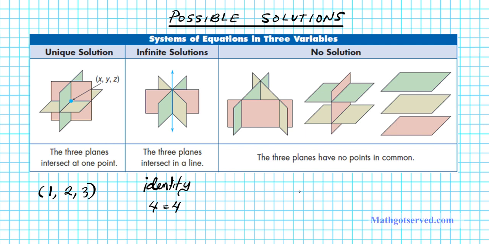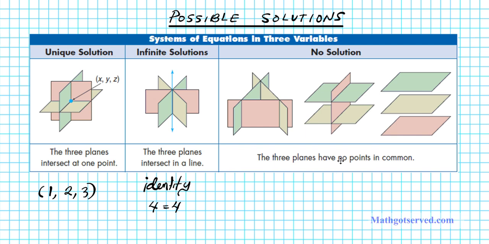Now, how do you know that you have no solution? No solution happens when the three planes do not intersect at a point. In this case, the planes intersect at three different lines and never intersect at a point. Here, the blue plane and the green plane never intersect. And here you have three parallel planes. These are the three possible cases where you have no solution.